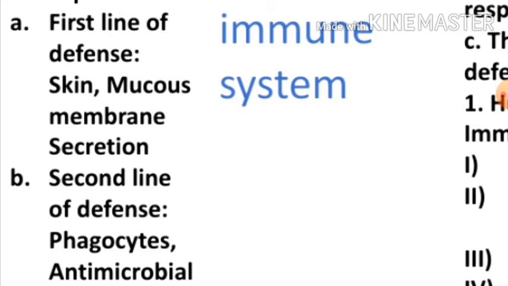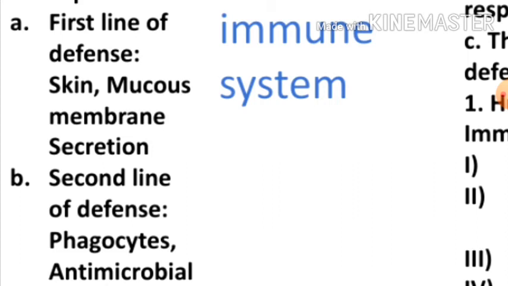Now, when any microorganism or pathogen invades our body, our skin is the first line of defense, which prevents us from infection and from any disease. Because our skin has some resistance against those microorganisms. Our skin has some enzymes as well, and our skin is also very tough. That's why many microorganisms cannot penetrate our skin.